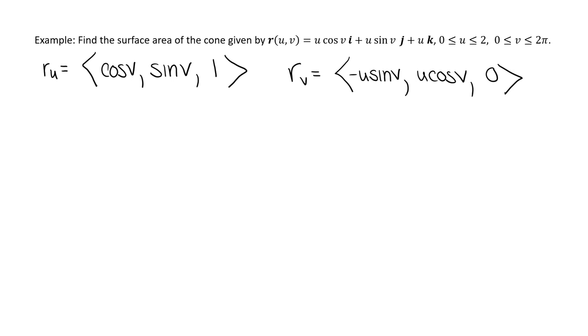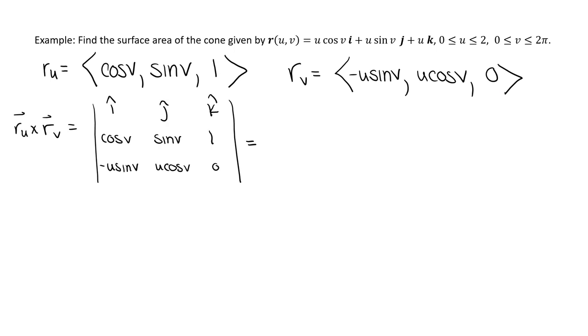And then I'm going to find my derivatives with respect to v. So derivative of my x component is negative u sine v. Y component, u cosine v. Z component is just 0. Next step, I'm going to compute the cross product of Ru and Rv. So I put those derivatives into this matrix, or determinant, I guess you could say, so I can compute that cross product.